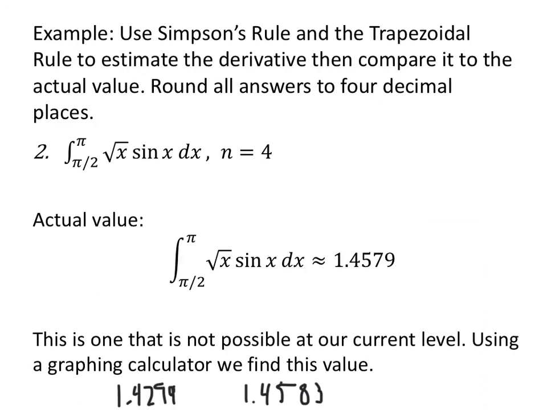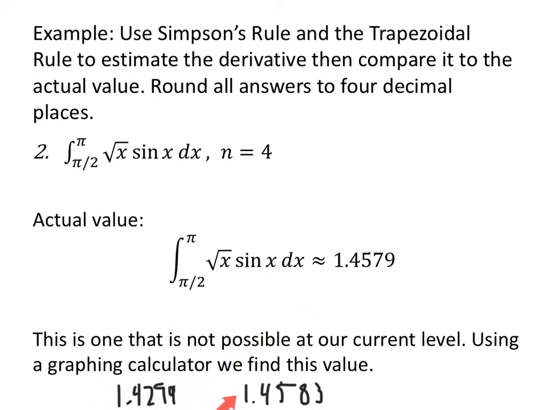The actual value is one that we can't actually find the antiderivative of with our current skills, but with a computer algebra system or a graphing calculator that can do integrals, and actually any of the graphing calculators can do definite integrals, we find that the integral from pi over 2 to pi of the square root of x sine of x dx is approximately 1.4579. Again, the trapezoidal estimate, 1.4299.